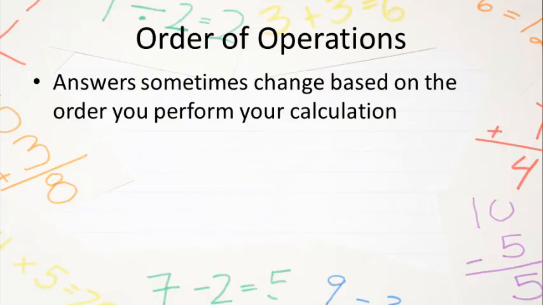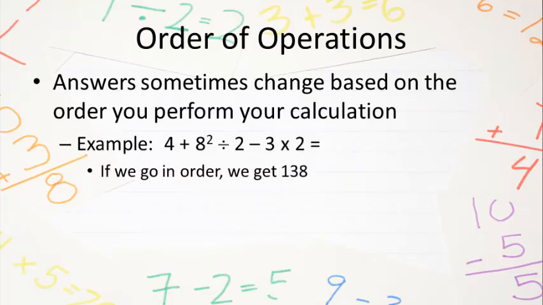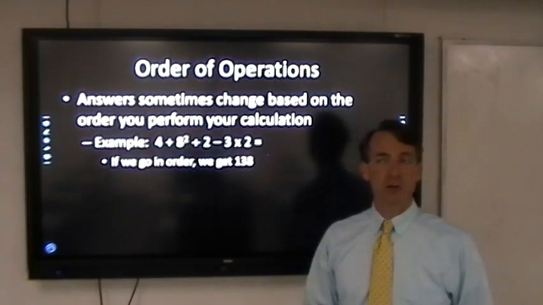Many problems can be solved, but if you don't follow the same order, you may come up with a different answer than someone else who went in a different order. As an example, let's say we worked this one out. If we went straight through following every sign in the order that they come, we would end up getting an answer of 138. Let me show you.